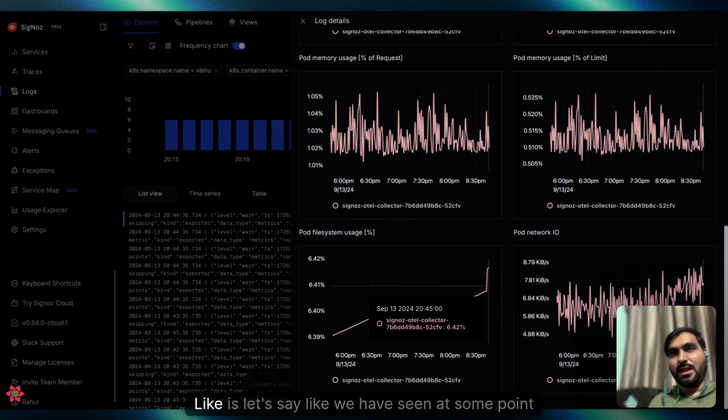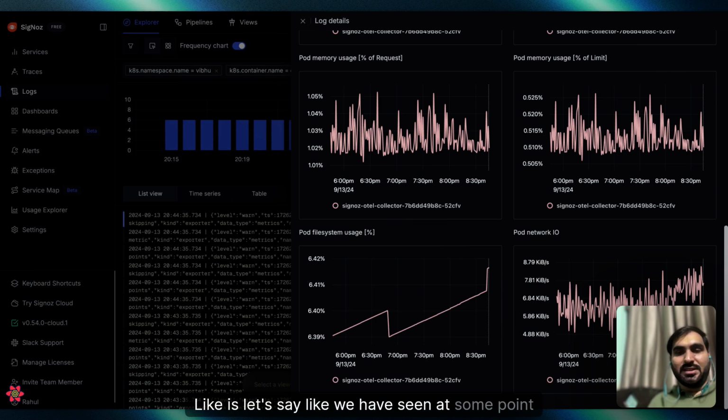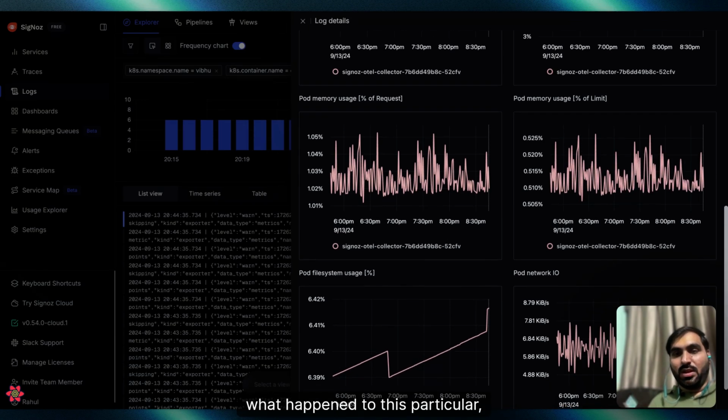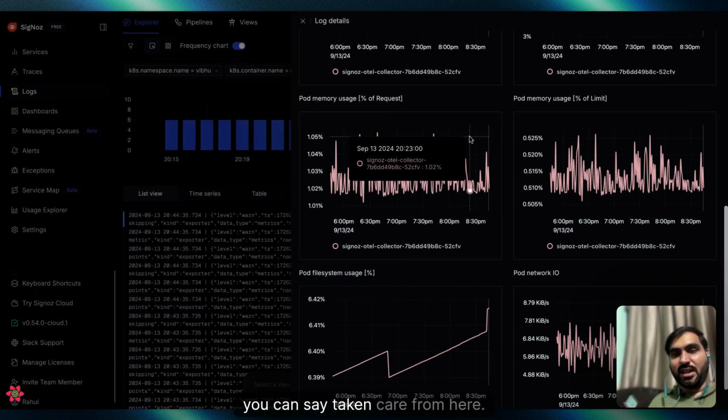Something to add here, to be honest, is that at some point there can be a memory leak issue. You created an application and it has a for loop which is running infinitely. That can cause a problem, or that can create a memory leak also. Let's assume you are facing issues of memory leak in your application or service. At that moment, this basically helps you to get an idea of what is going on with your infra metrics. Was it out of memory? What happened to this particular pod? All such information can be taken care of from here.